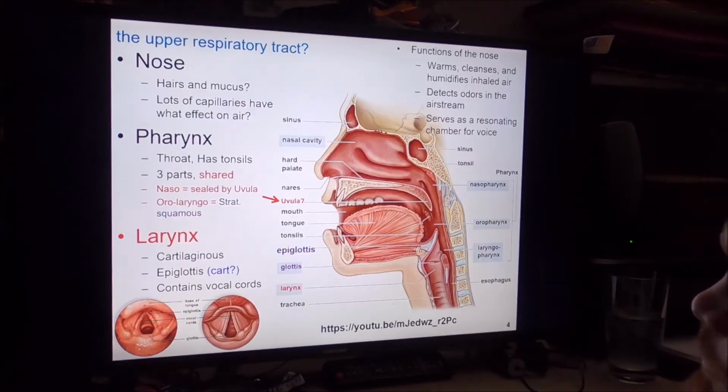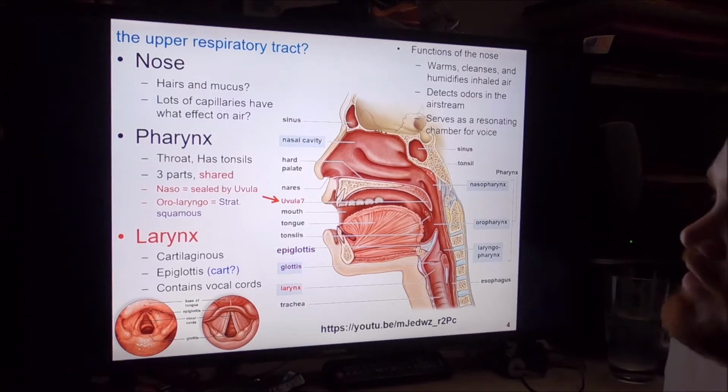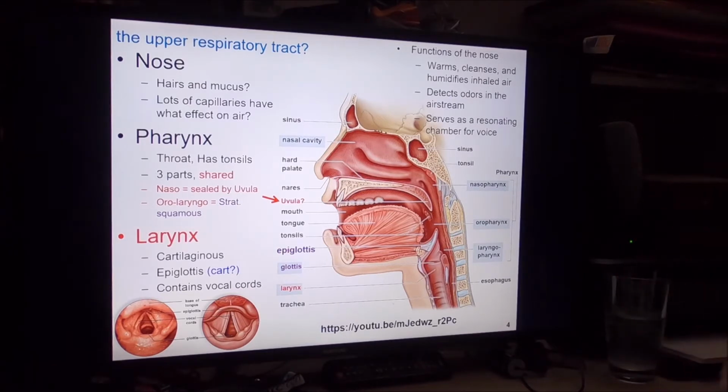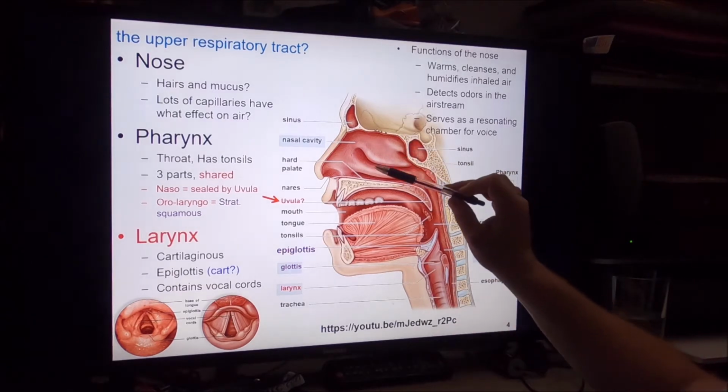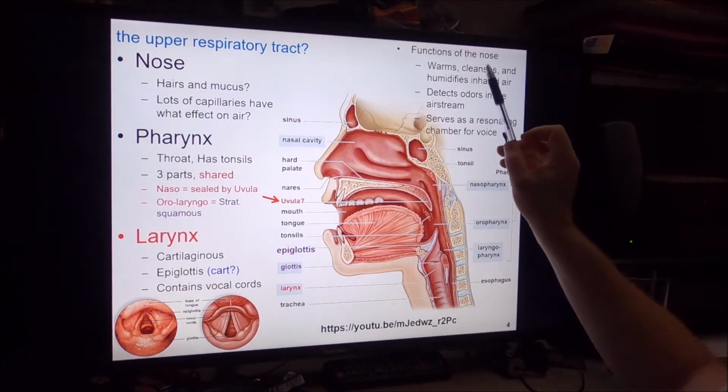Okay, it's simple diffusion. All right, so let's go into a little bit more detail on all these parts and pieces, shall we? First, the upper respiratory tract. We're going to start with the nose. Again, the nose is kind of a neat thing here. The nose has a variety of functions.